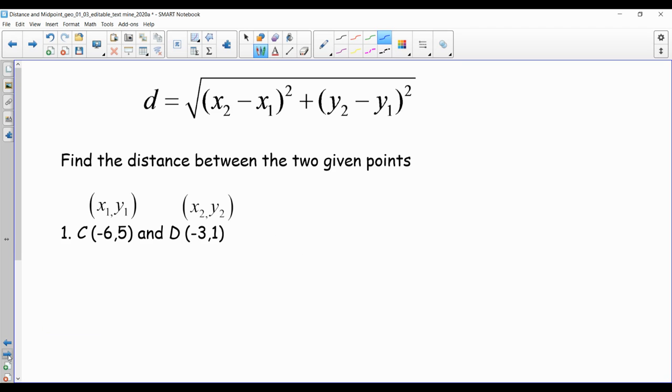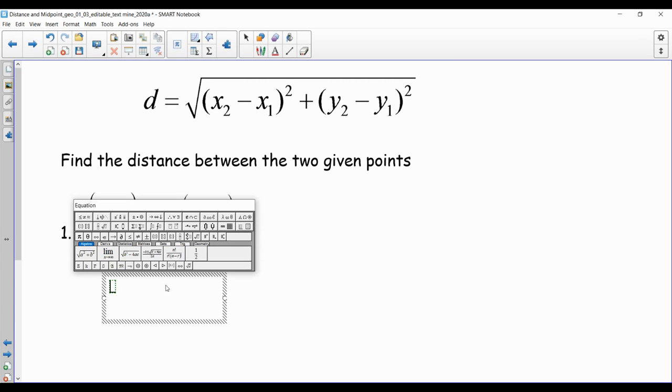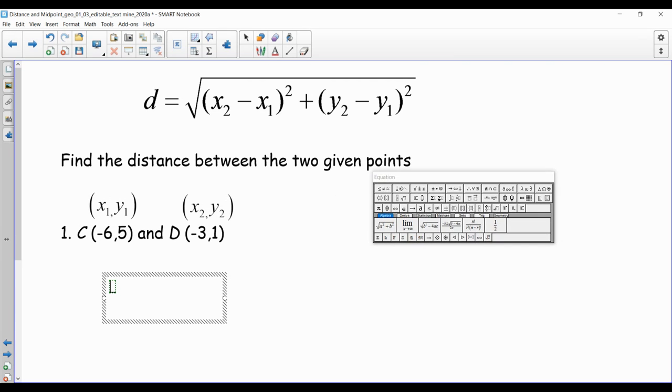Couple of examples. Find the distance between these two given points. I always find it helpful to label x1, y1, x2, y2, so I know what to put into the formula. So now we're talking about a specific distance here. So I'm going to write CD is equal to, not D, I know the distance formula. You can always start with the distance formula in general first. In fact, I think I will do that.